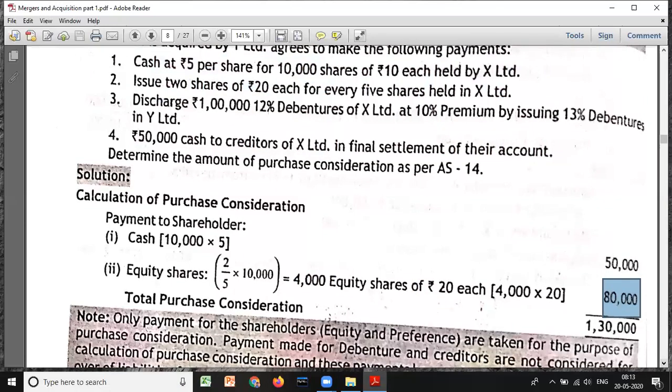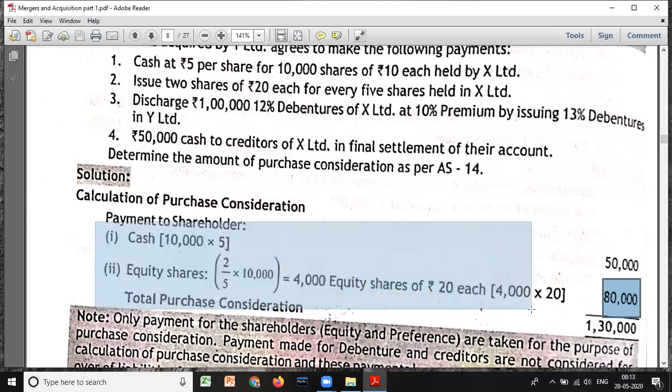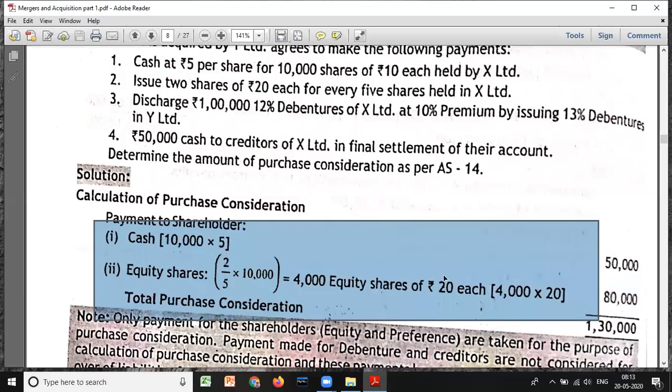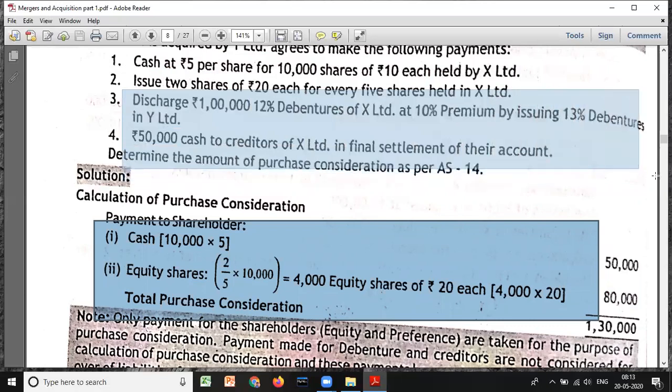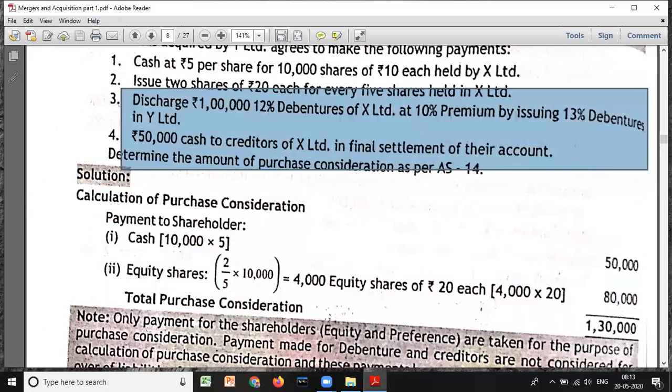Now you might be wondering, can we do discharge of PC? No, you can't do discharge of PC because the discharge of PC is nothing but it's a net payment method. They have given how you are going to make payment. I'll repeat again, this is a very, very important adjustment. When the debentures are taken over, or discharge or creditors are taken over, we should not take them for calculation of PC, which is very, very, very important. But under net asset method, we need to take them, not under payment method.